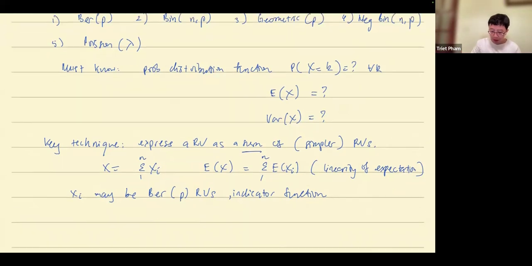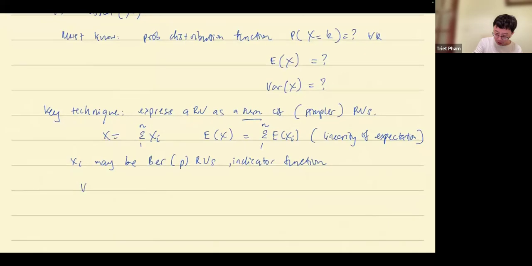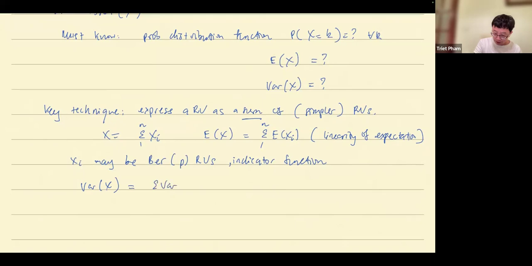At a similar level, the variance question proceeds along the same way, but the variance of a sum is a sum of variances plus twice the sum of the covariances.